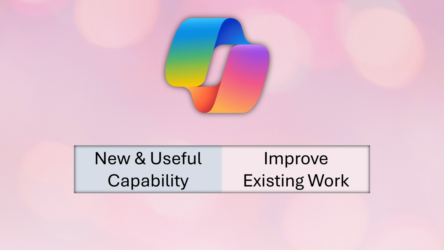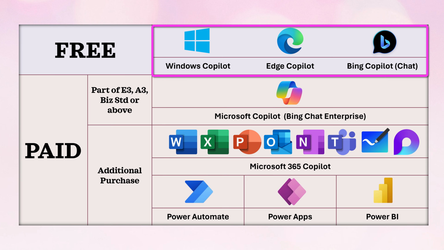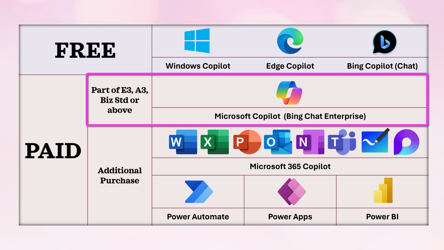So what can Copilot do? One of two things. Either it will give you a completely new capability, which is very useful to you, or it will improve an existing functionality or activity. Windows, Edge, and Bing Copilot are free. Microsoft Copilot, which is Bing Chat Enterprise, means it is Bing Chat, but allows you to use your corporate data in a secure manner. That one is a part of E3, A3, or Business Standard or above. So if you already have that, in that sense it is free.